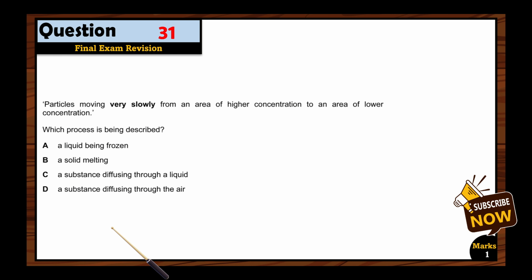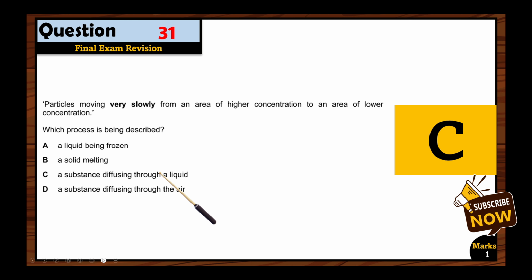Question number 31. Particles moving very slowly from an area of high concentration to an area of low concentration. So now this is about diffusion. Whenever the particles move randomly from high to lower concentration, that is called diffusion, right? We are explaining the process of diffusion. But the particles are moving very slowly, and we already know that diffusion only happens in liquid and gas. So if the particles are moving slowly, it means it is in liquid, okay? If they are moving faster, then it is in a gas. So option: diffusing, yes, and through a liquid. So option C is correct.